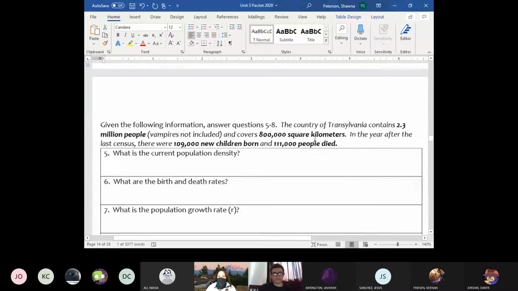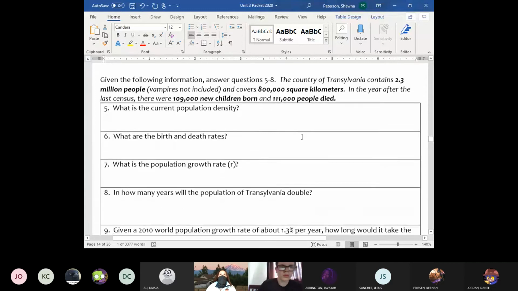All right, Newtown. Given the following information, answer questions 5 through 8. In the country of Transylvania, they contain 2.3 million people, vampires not included, and it covers 800,000 square kilometers. In the year after the last census, there were 109,000 new children born and 111,000 people died. All right. So, what is the current population density?